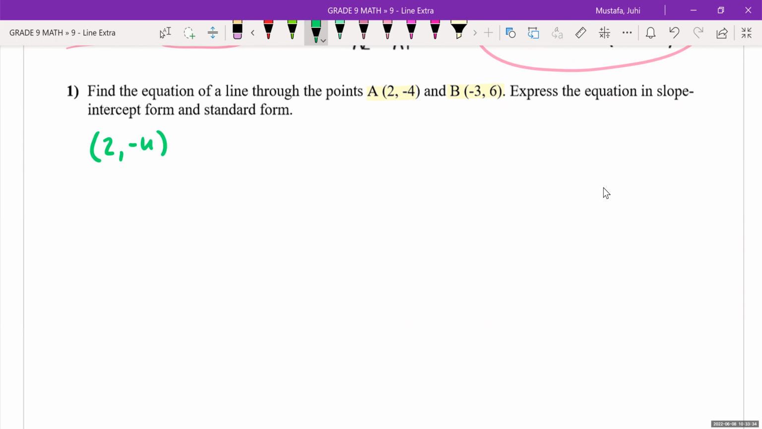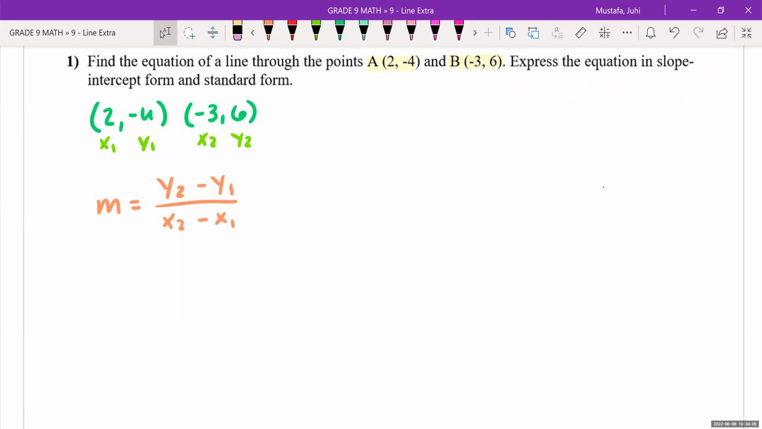2, negative 4, and negative 3, 6. I'm going to label the first one x1 and y1, and I'm going to label the second one x2 and y2. I'm then going to start with the equation of a slope, which is m is equal to y2 minus y1 over x2 minus x1.